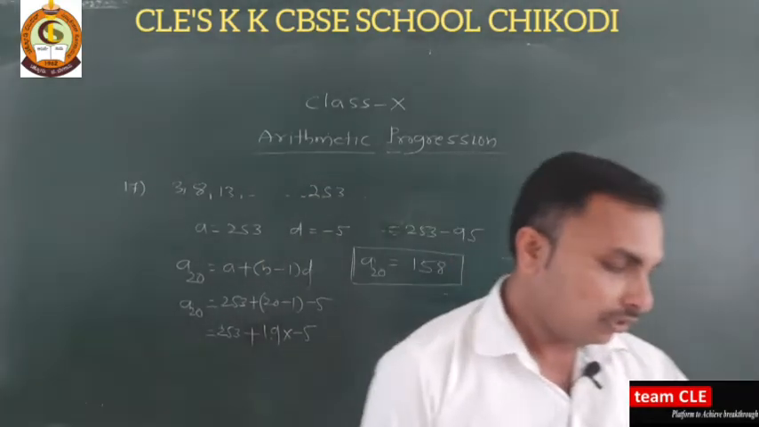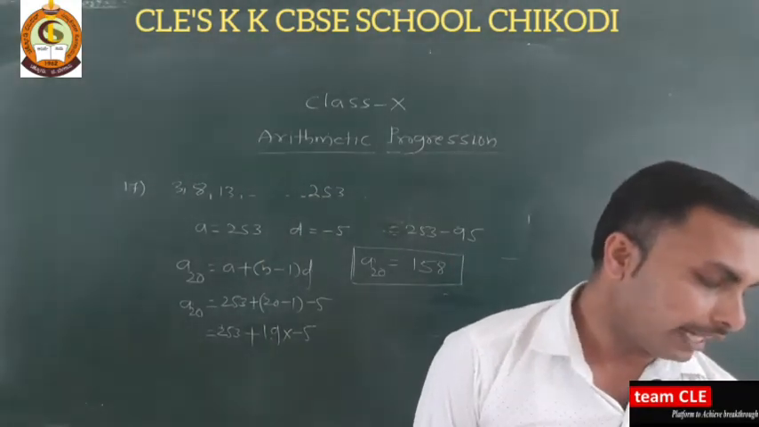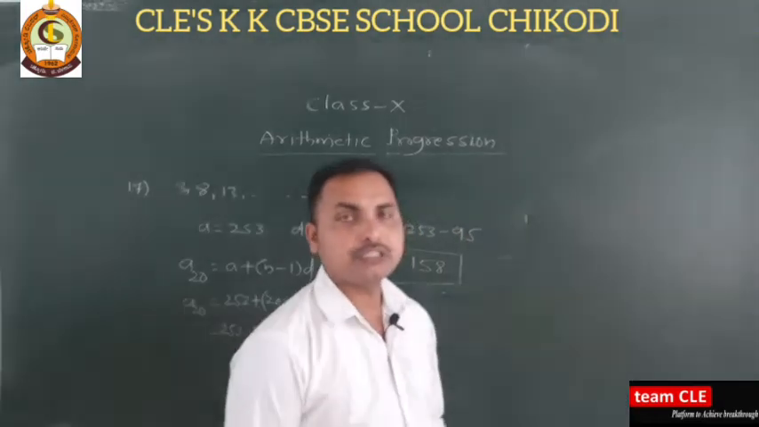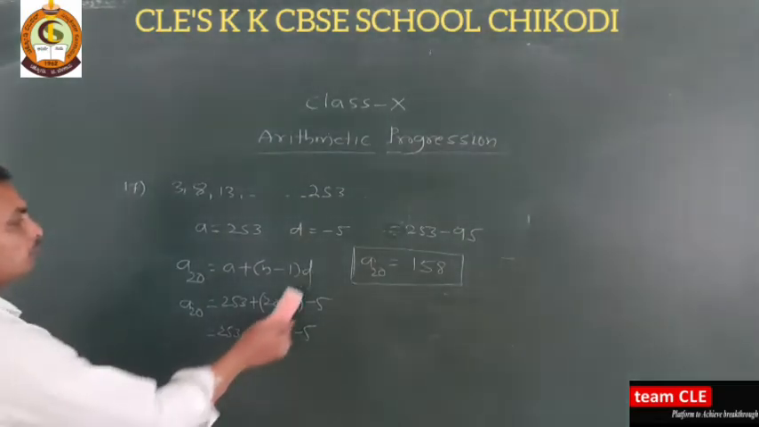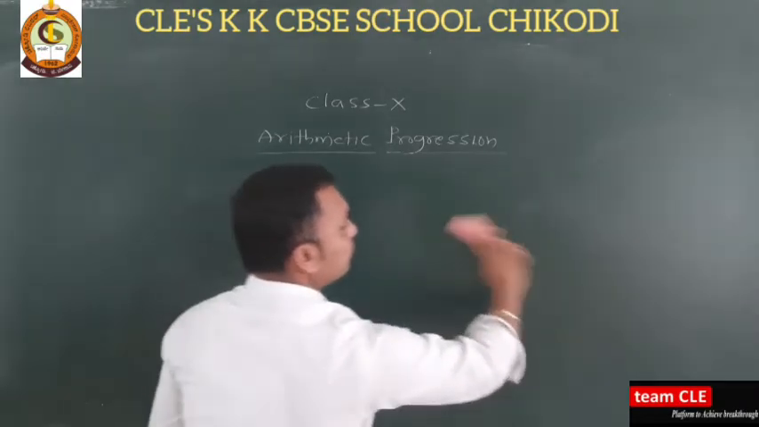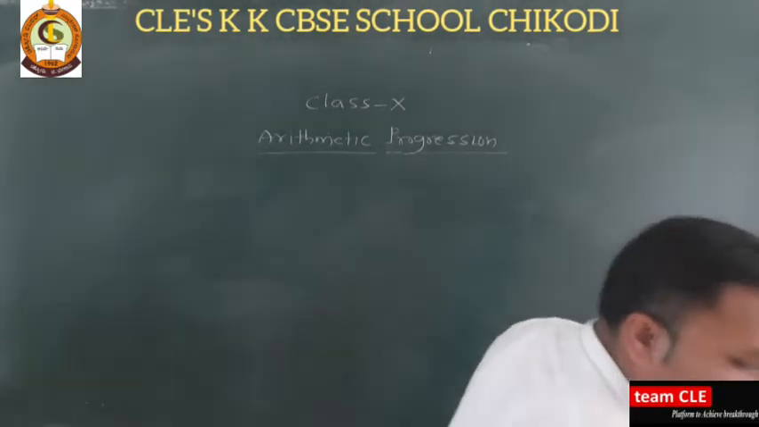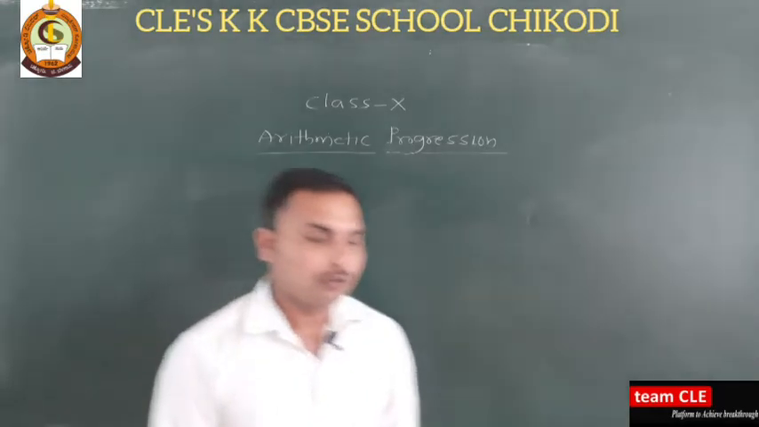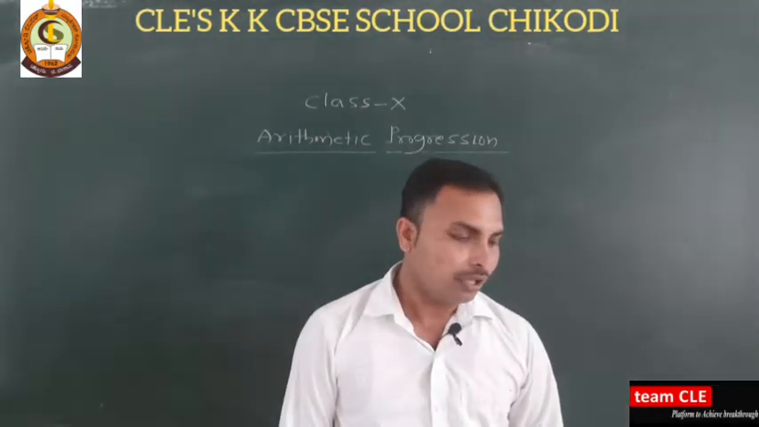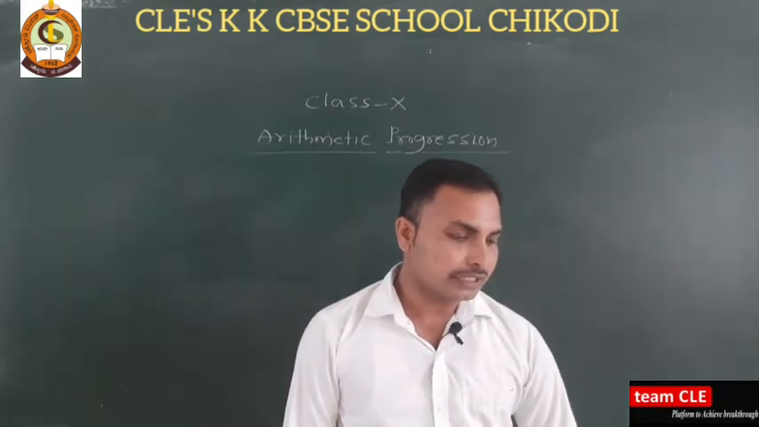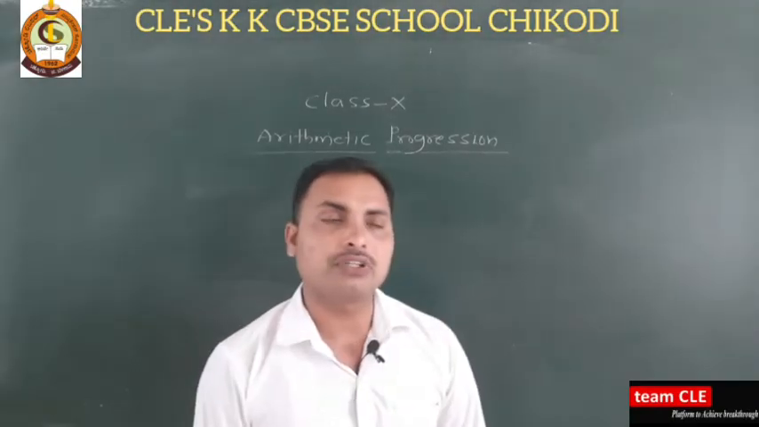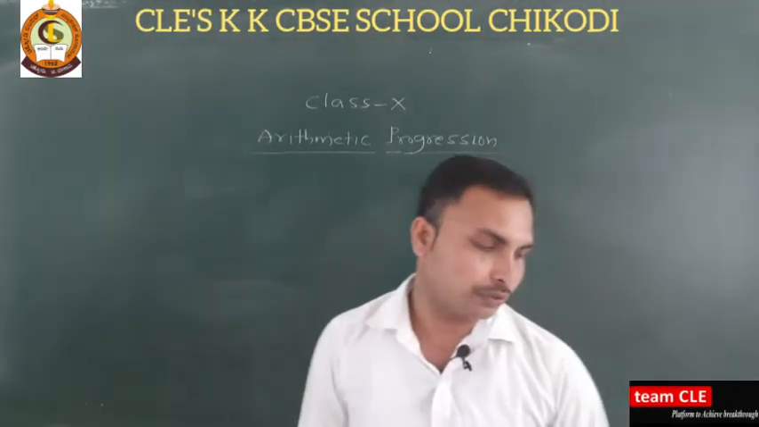Okay. Next we have the question number 18 here. So the sum of 4th and 8th term of an AP is 24. Okay. So this is quite an important question. So question number 18. See what they are given. The sum of 4th and 8th term of an AP is 24. Okay. And the sum of the 6th and 10th term is 44. Find the first 3 terms of the AP.